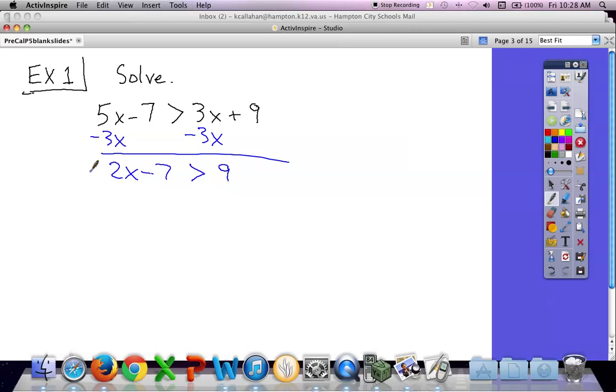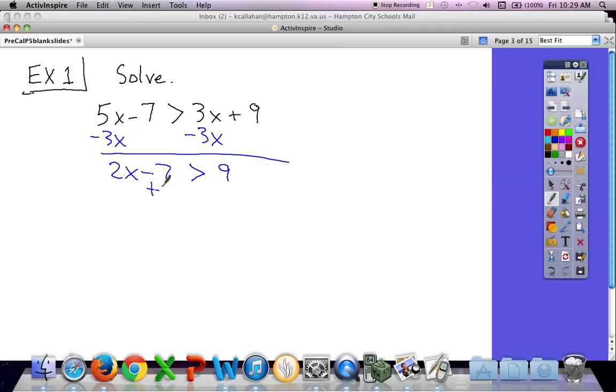Okay, now, what if you had subtracted 5x instead? Then on the right-hand side, you would have had negative 2x, which means that eventually you would have been dividing by a negative number, and you'd have to worry about flipping the sign. The reason why we try to keep the variables on the side where they stay positive is just so we don't have that situation. Okay.